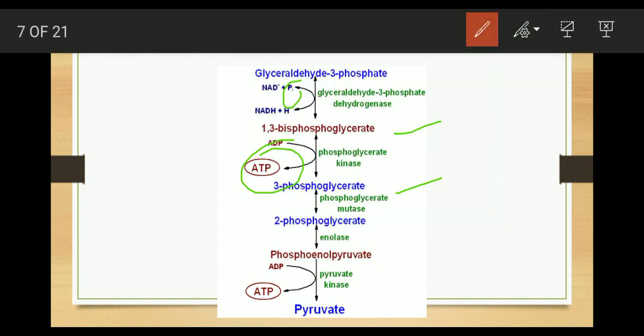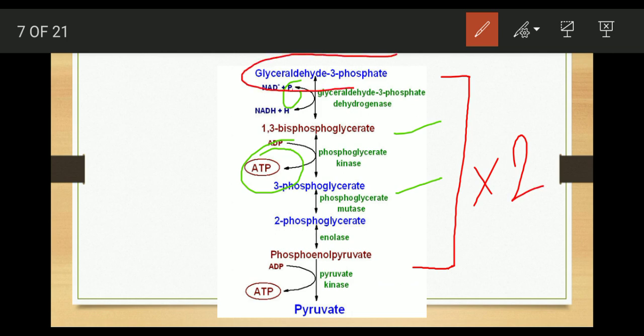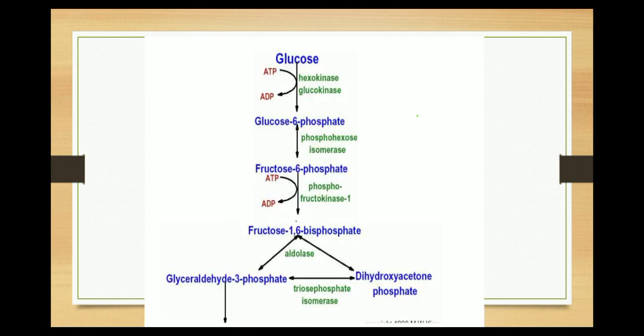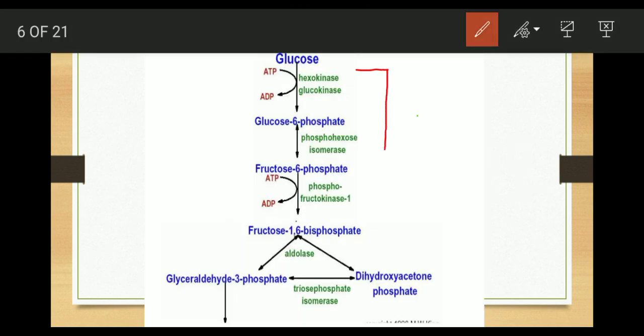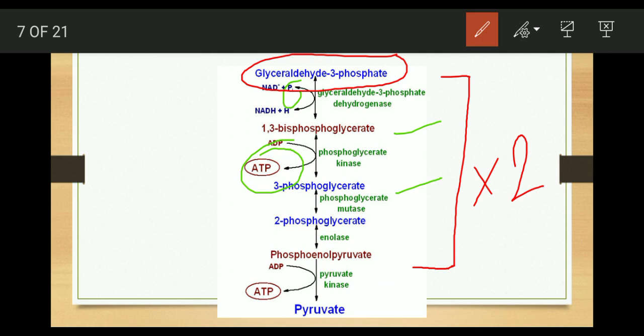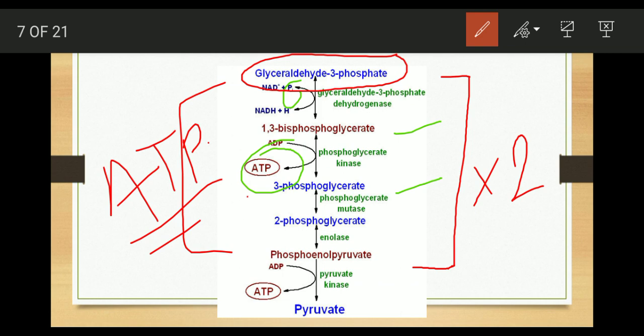Guys, this phase, which is also called the ATP generation phase, occurs 2 times, as dihydroxyacetone phosphate also converts into glyceraldehyde 3-phosphate after. So this was all about it. As we have discussed, this phase is called the investment phase, this is the splitting phase, and this phase is called the ATP generation phase. This was all about it, guys.